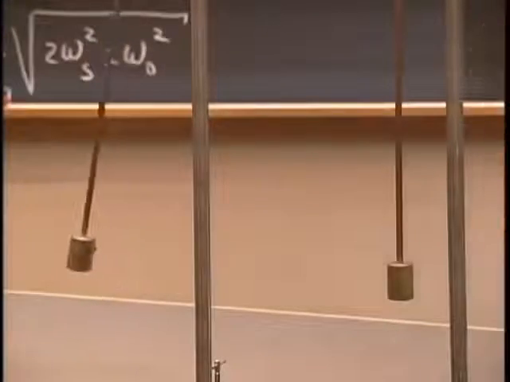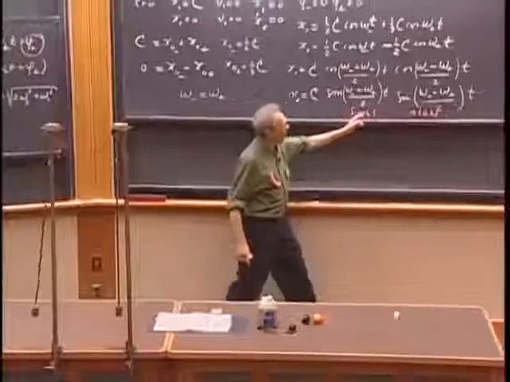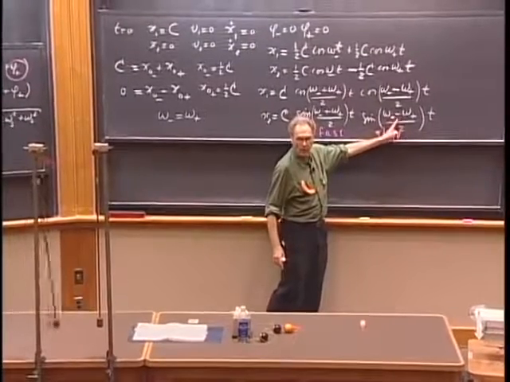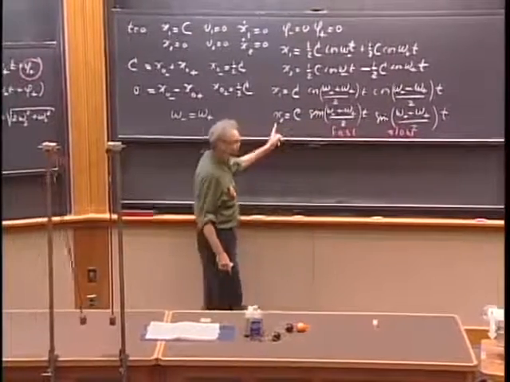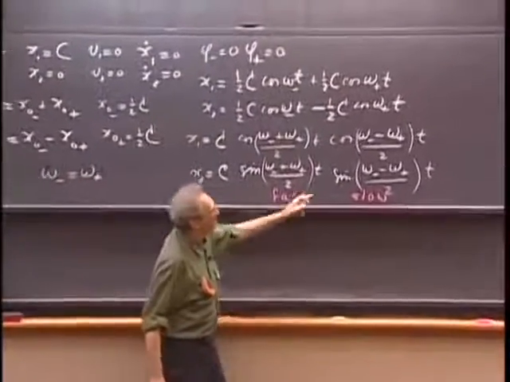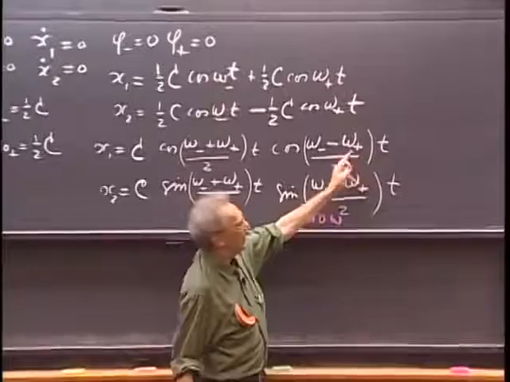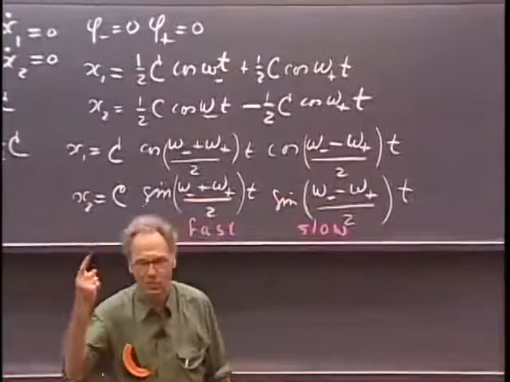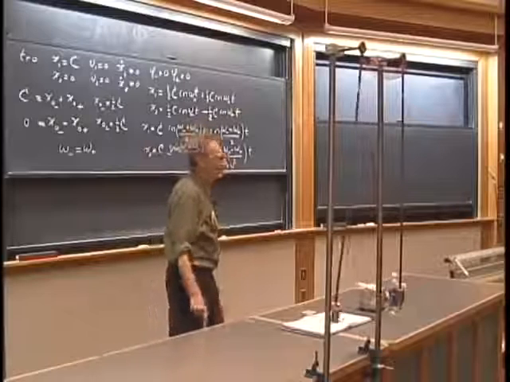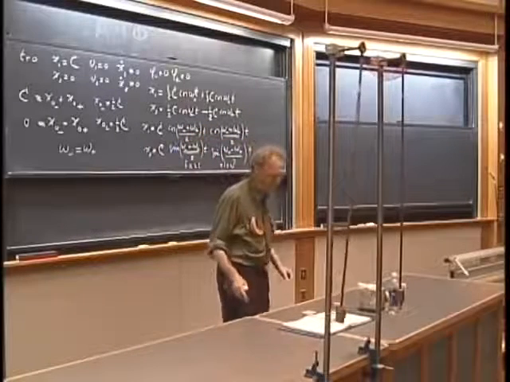And look at this equation. When omega minus is omega plus, this term is always 0. So you see x2 remains 0. Ha ha ha, that's what you see. And when omega minus is omega plus, this cosine term is always plus 1. Ha ha ha, that's what you see. Isn't it amazing, the power of physics?